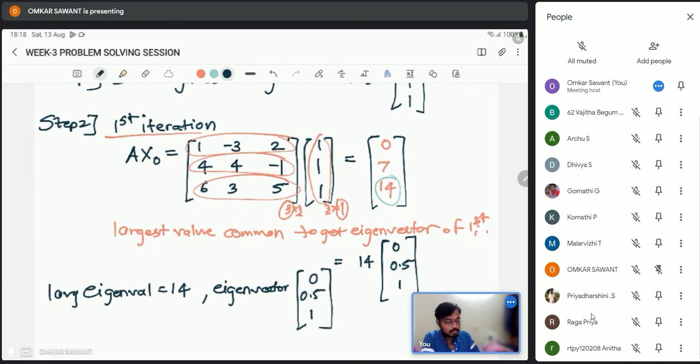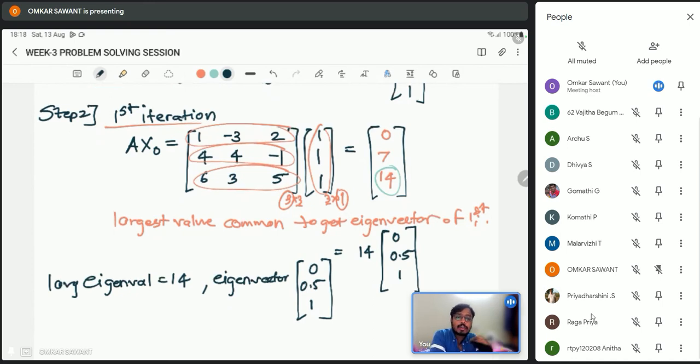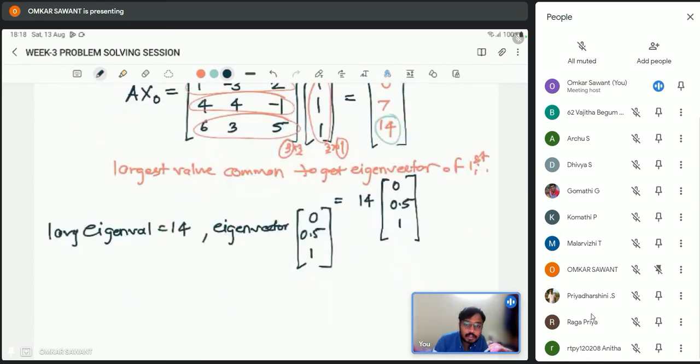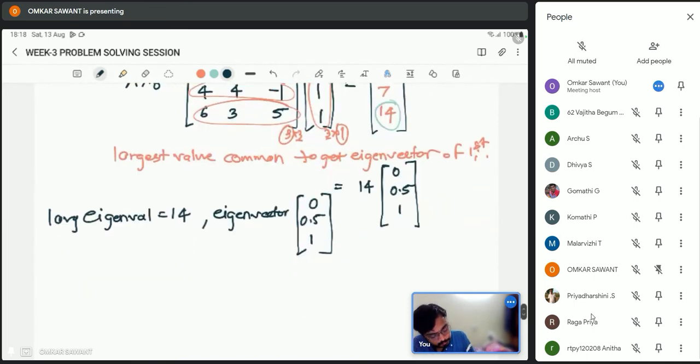But similarly, we have to calculate subsequent iterations, till what? What do we do in iterative methods? We calculate till we get the same results in consecutive iterations, means till we reduce the error, right? Are you following what I am trying to say? Yes, sir. So can you compute the second iteration?